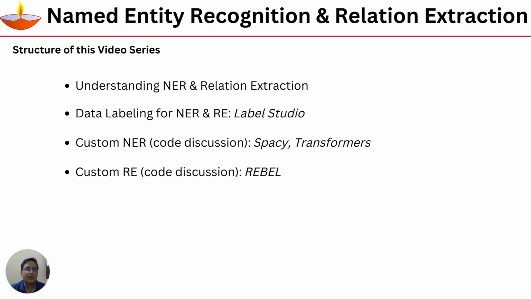Okay, so far we have covered 7 different sessions on named entity recognition and relation extraction. We started by understanding the NER and relation extraction. Then we went about doing the labeling through Label Studio. Then we had the custom NER done through spaCy, transformers, and the transformers. And in the previous session, last 2 sessions, in fact, we learned a lot about relation extraction using REPO, right? In this session, we intend to be discussing another state-of-the-art model for relation extraction, that is REBEL.